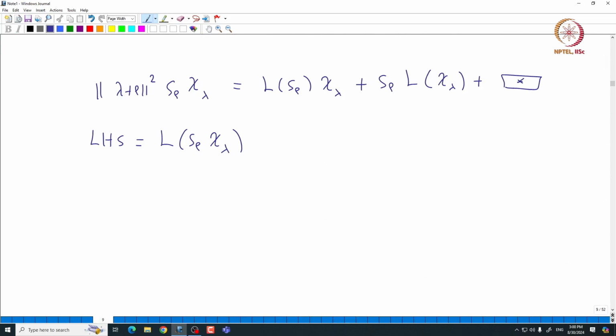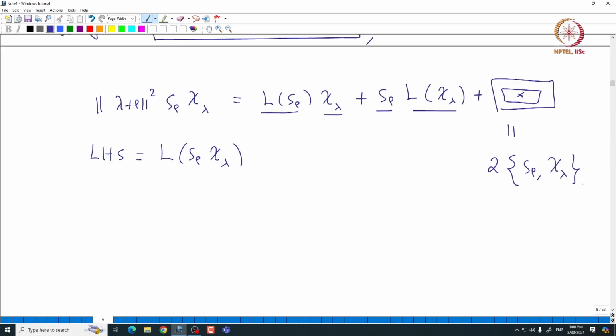So, it is enough to prove that. You can see that L of S rho chi lambda is there, and then S rho L of chi lambda is there. So, this star term we need to prove is exactly equal to twice the bracket S rho comma chi lambda. This is what we need to prove.